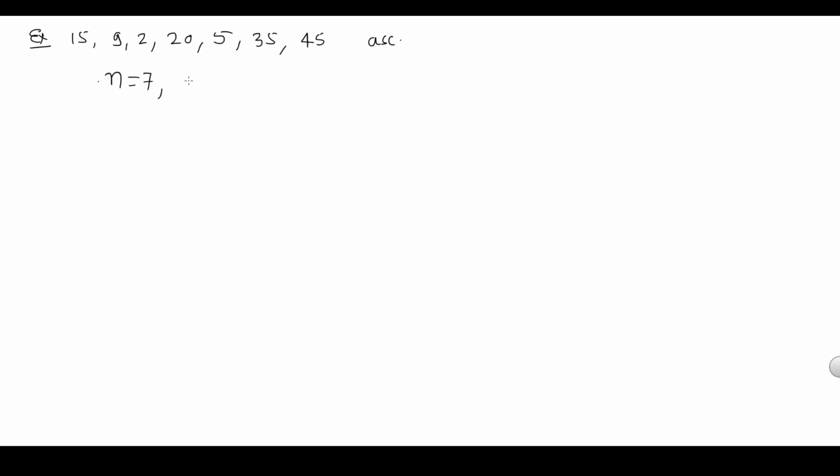So before starting the algorithm, we must calculate the distance for pass 1. So we are naming it d1, which will be equal to n by 2, and this is equal to 7 by 2, and performing integer division, this value comes to 3. So we will compare the elements which are 3 distance apart.